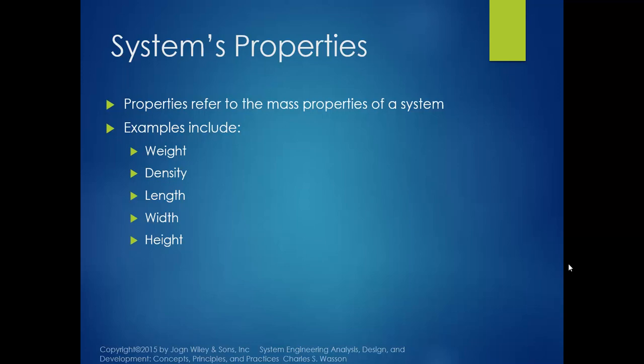How about properties? The system properties refer to the mass properties of a system. For example, we are talking about the weight, the density, the length, the width, the height. Those are considered as properties for a system.